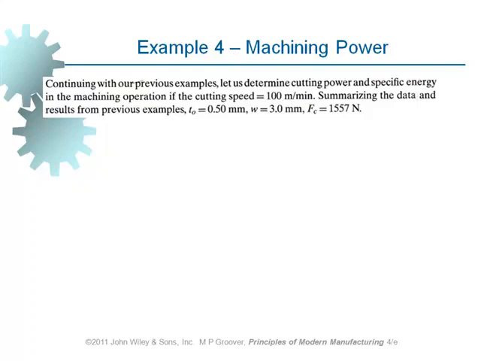What is given to us is cutting speed 100 meters per minute, TO, which is the depth of cut before cutting, which is 0.5 millimeters, W, which is the width of cut, which is 3 millimeters, and FC, which is measured by the dynamometer, is 1557 newtons. And what we are after is PC, cutting power, and U, specific energy. These are the ones that we are after.